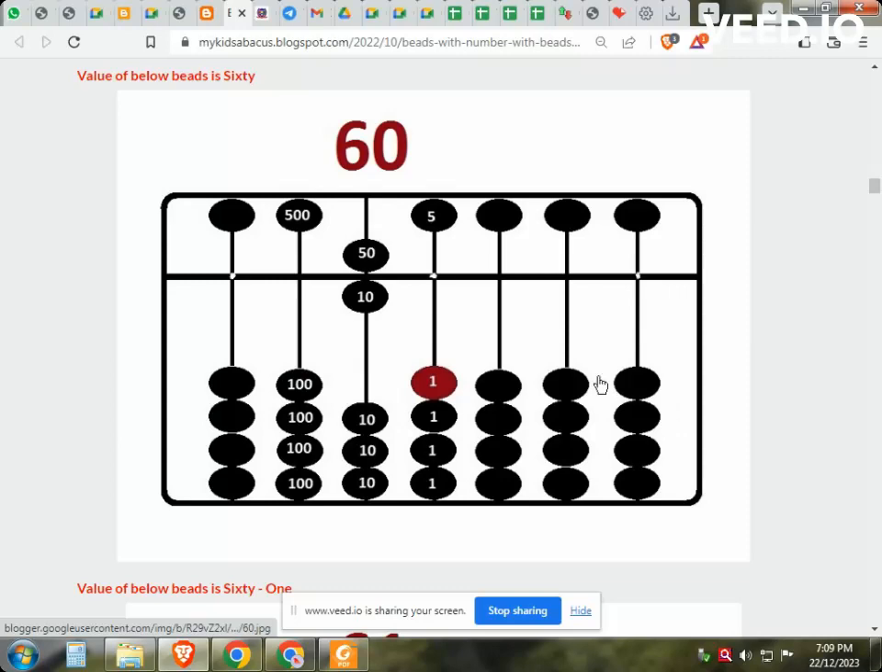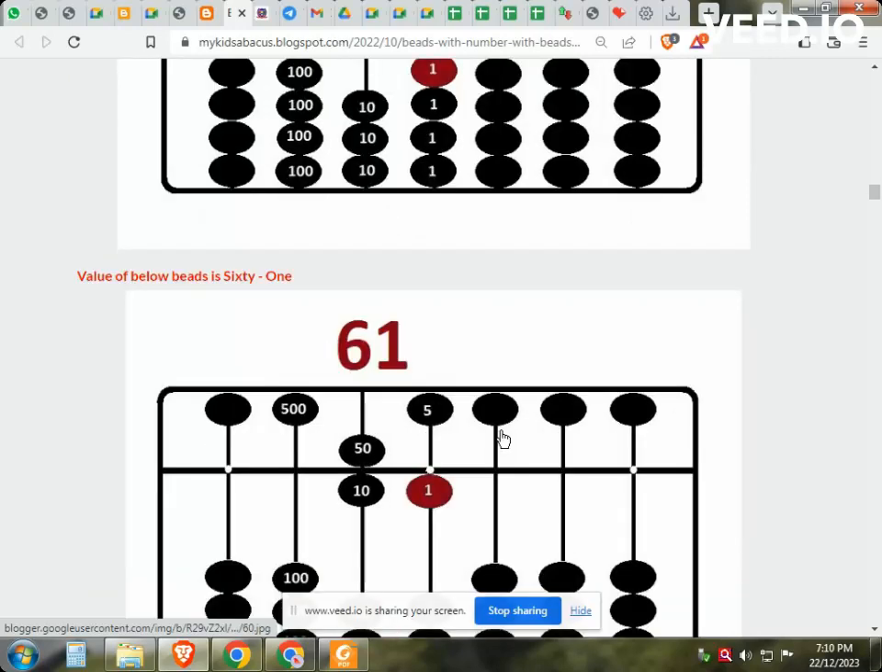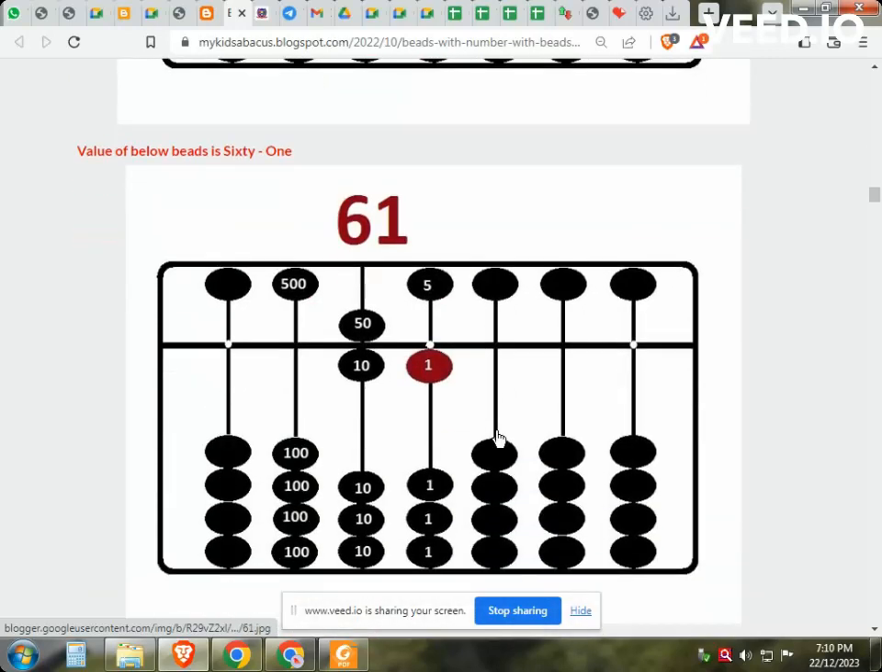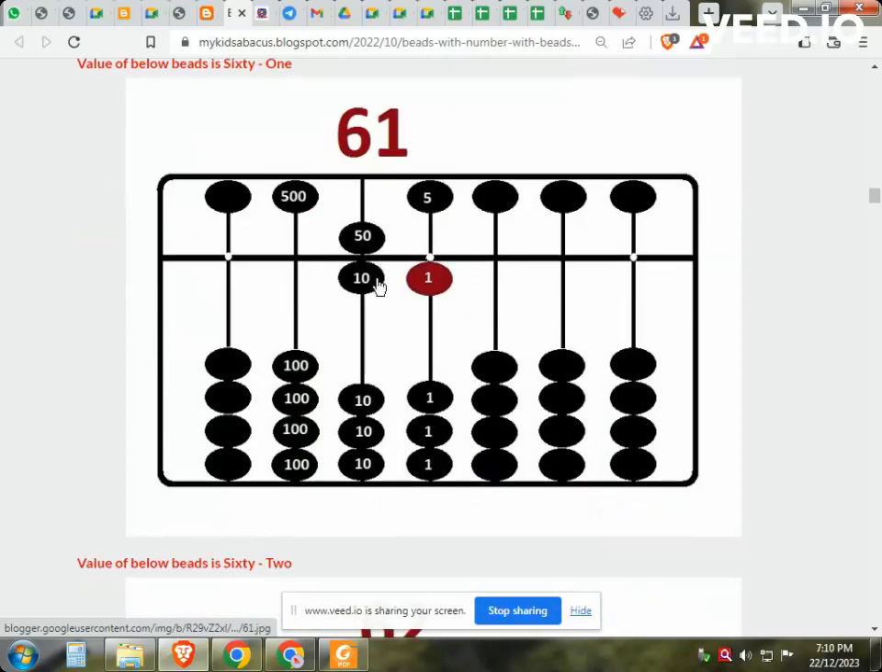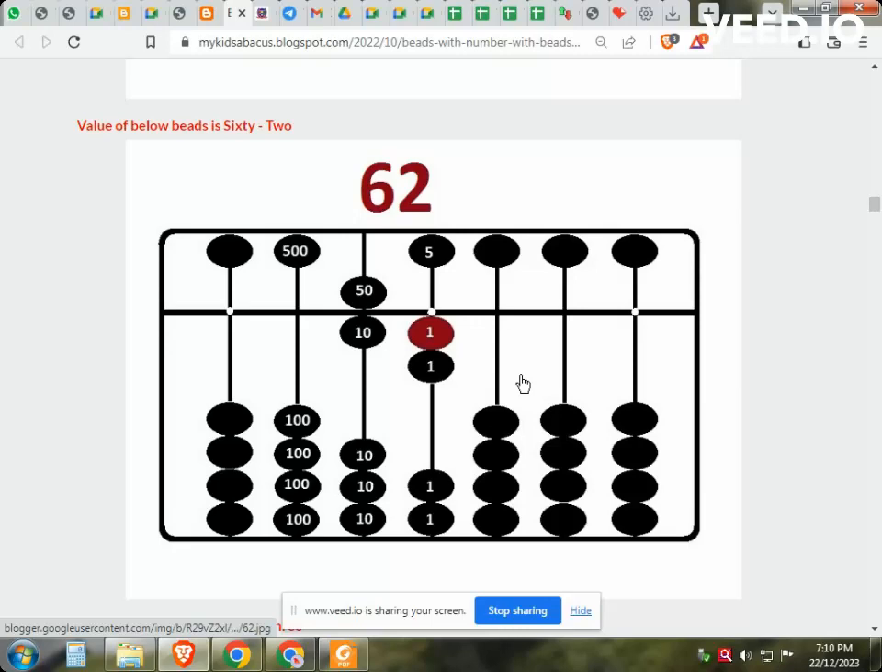We added 60. In tens place we have to add one upper bead and one lower bead together at a time. This is 60. 50 plus 10, 60. We added 61 like this. 50 plus 10, 60. 60 plus 1, 61. This is 62. 50 plus 10, 60. 61, 62.